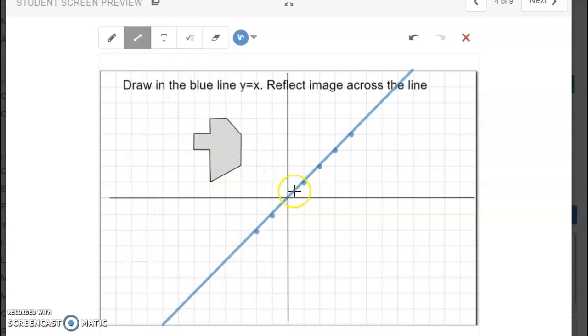Now I am going to try to reflect this image across there. And I will continue with this in our next lesson recording.